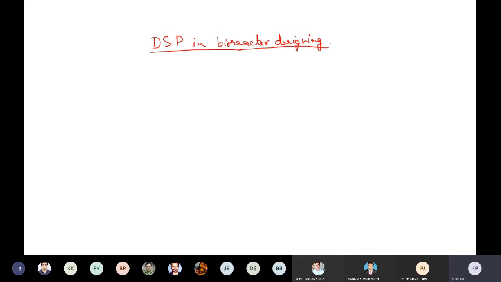So what is a bioreactor? What do you mean by bioreactor? This is the first question. Anyone who can let us know what is a bioreactor? Sir, where some bioreactions are taking place. Bioreactions are taking place. What are bioreactions? Sir, reaction involving microorganisms and bacteria and all.